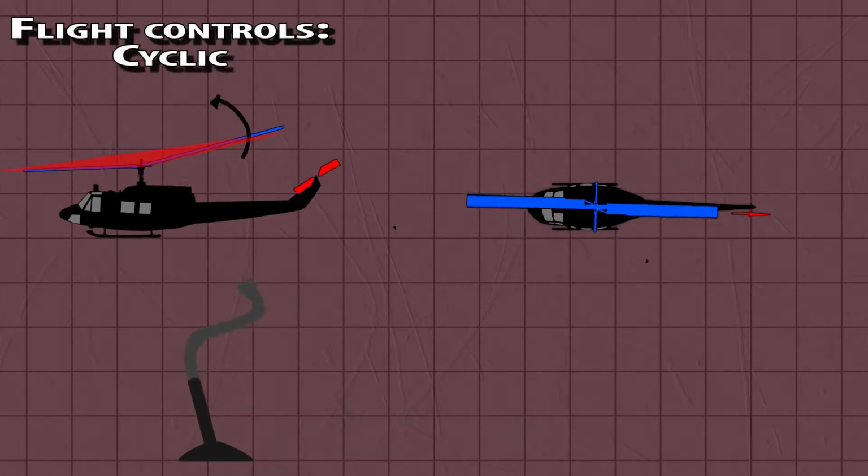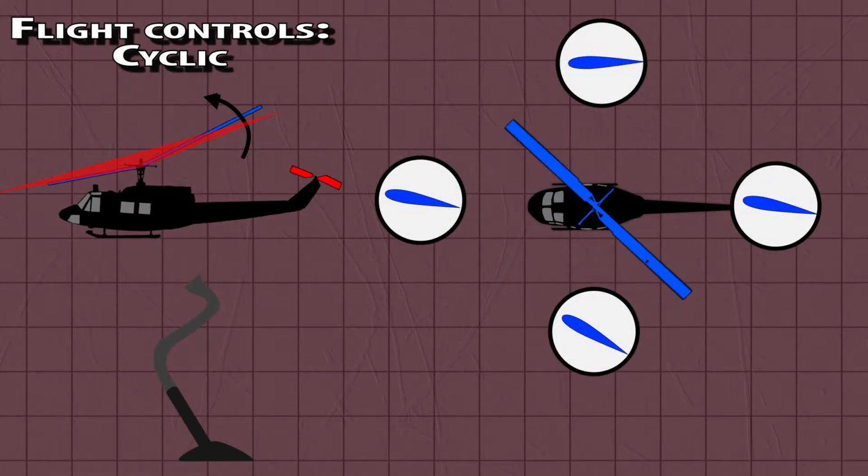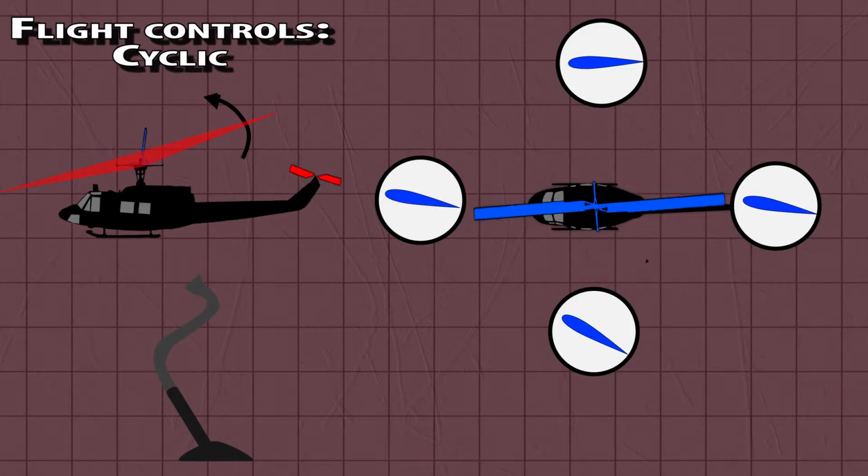Cyclic pitch changes. Simply put, the cyclic tilts the rotor disc. It causes the rotor at a particular part of the rotation cycle, hence cyclic, to pitch more, and at the opposite point, pitch less. Forward cyclic tilts the entire rotor disc forwards. Left cyclic tilts the disc to the left, and so on.